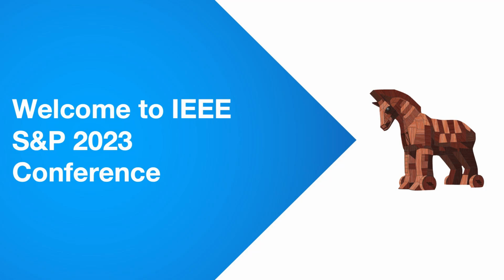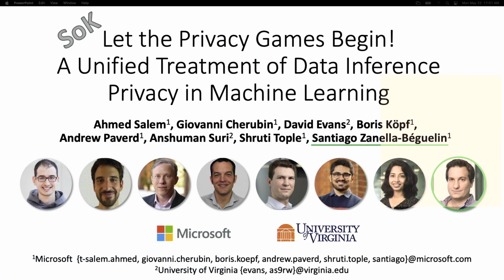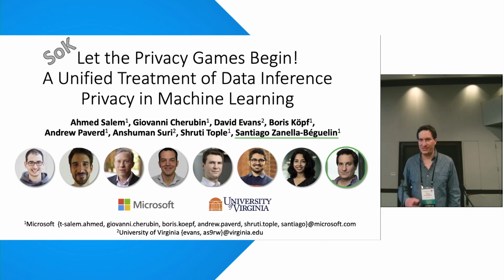As Ewan said, I'm going to present this systematization of knowledge paper on attacks against leakage of information from training data and machine learning models. This is joint work with colleagues from Microsoft and the University of Virginia.